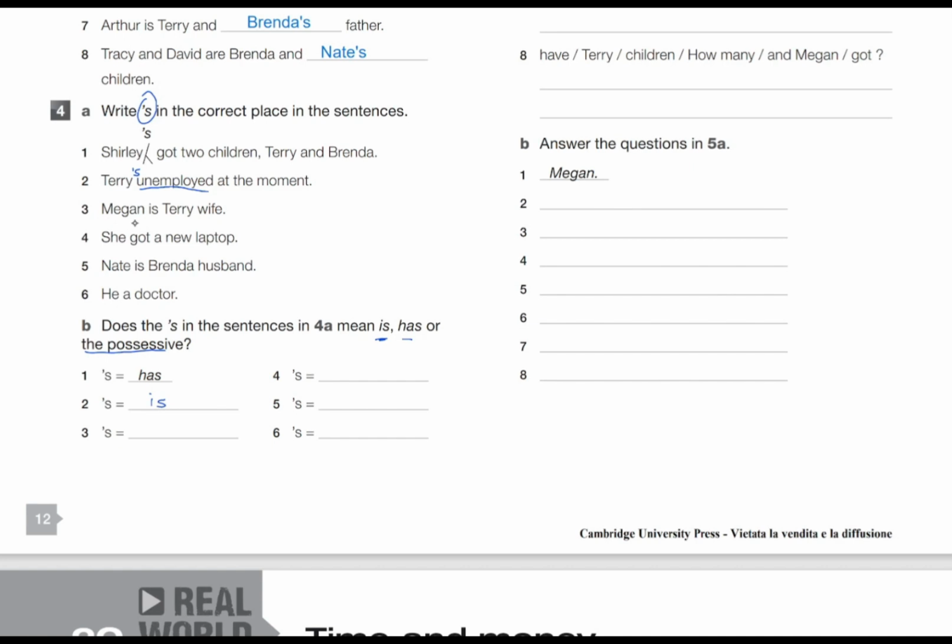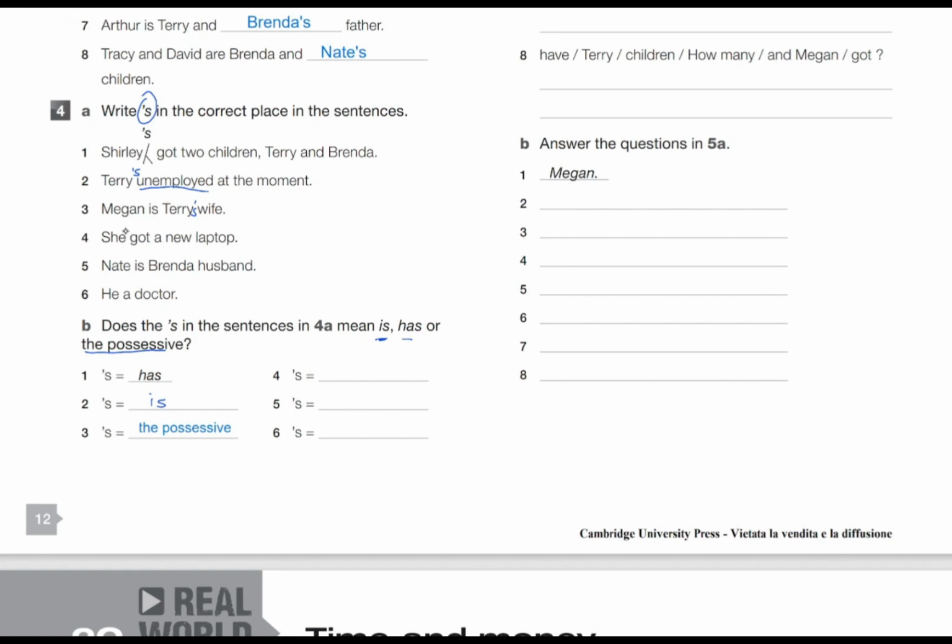Number three, Megan is Terry's wife. So here, Terry's. Megan is Terry's wife. So this is possessive S. So we're gonna write here the possessive. Number three, the possessive.